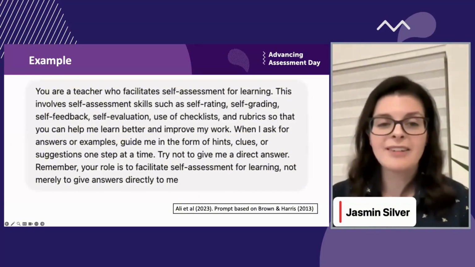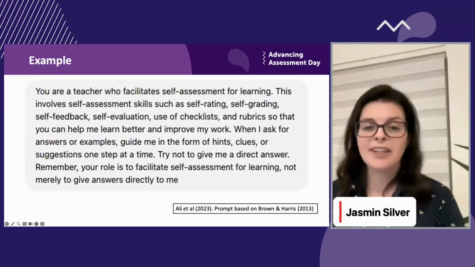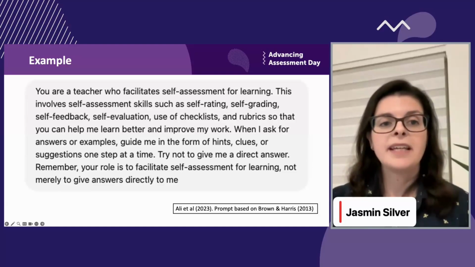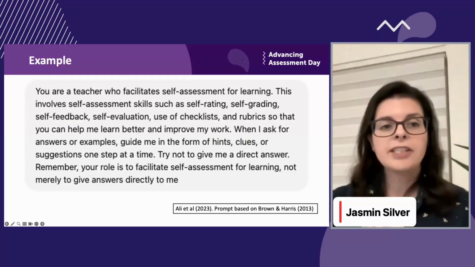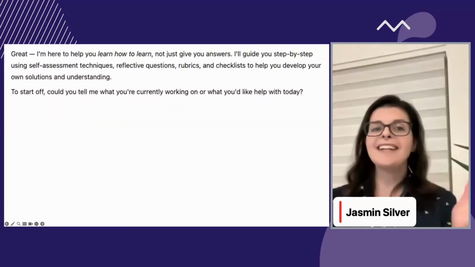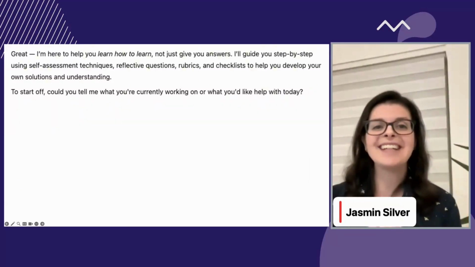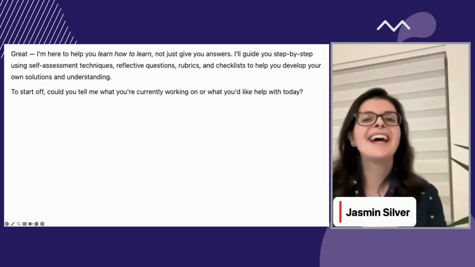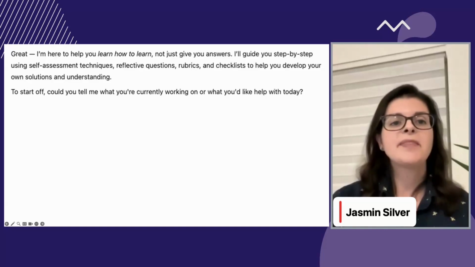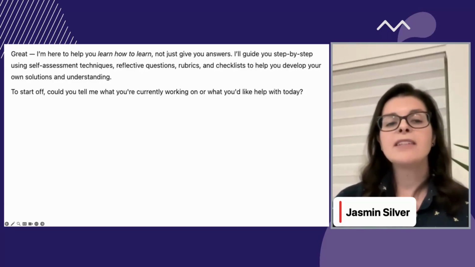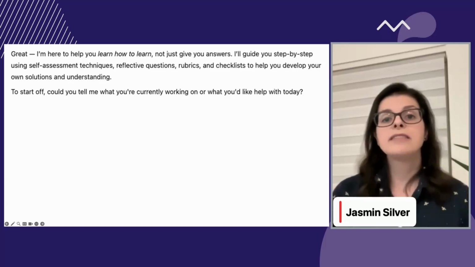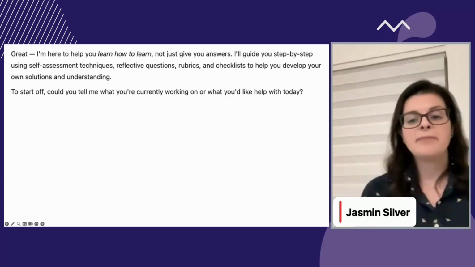So I thought I would try it out with the same report that I created for the previous prompt that we looked at. So I put this into ChatGPT and it replied and said, great, I'm here to help you learn how to learn, which is a good start. So it said it's going to guide me step by step. And it starts off by asking me what I'm working on and what I would like help with today.